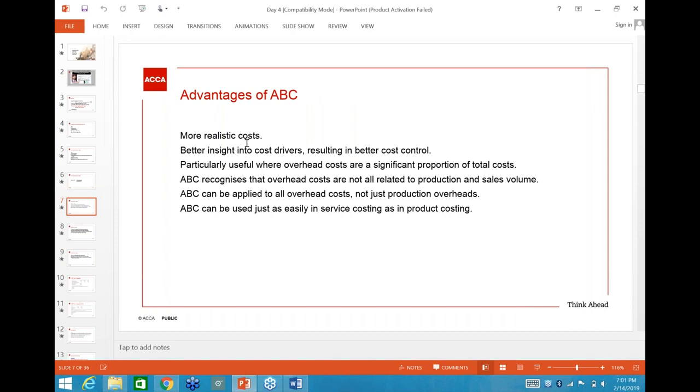Then we have the advantages of ABC. The costing is more realistic. We get a better insight into cost drivers, resulting in better cost control because it tells you what is causing the cost. It is particularly useful where overhead costs are a significant proportion of total cost. It recognizes that overhead costs are not all related to production and sales volumes, can be applied to all overhead costs, not just production overheads, and can be used just as easily in service costing as well. So these are the pluses.